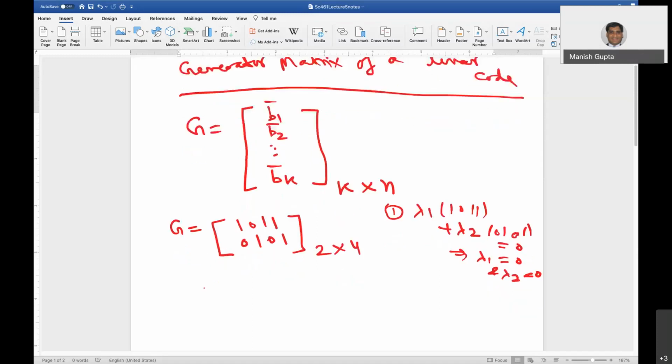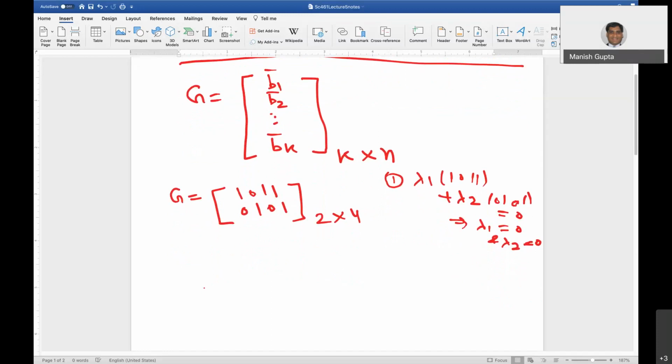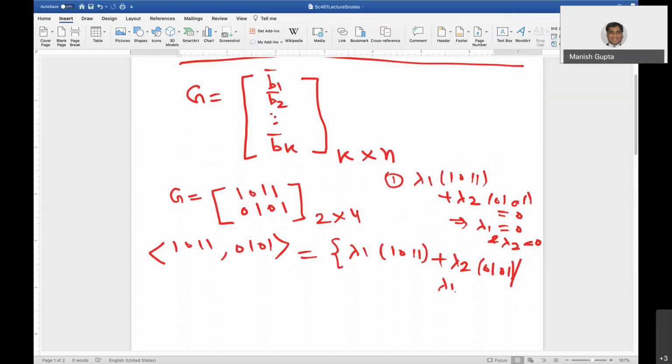And if you look at the span of these vectors, this should give us C. So what is the span? The span of 1011 and 0101 we can write down as lambda 1 times 1011 plus lambda 2 times 0101, such that lambda 1 and lambda 2 are scalars in Z2.